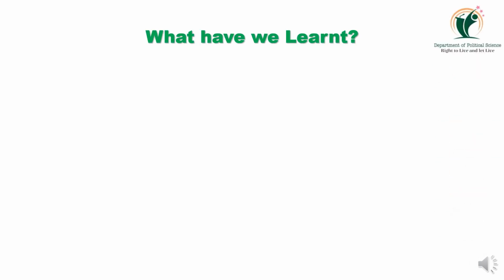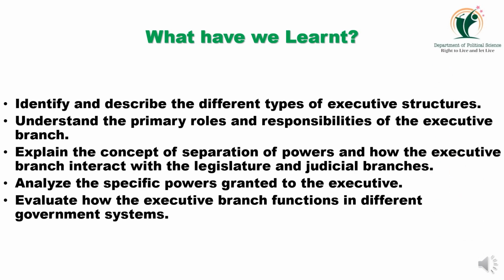What have we learnt? Identify and describe the different types of executive structures. Understand the primary roles and responsibilities of the executive branch. Explain the concept of separation of powers and how the executive branch interacts with the legislative and judicial branches. Analyze the specific powers granted to the executive. And finally, evaluate how the executive branch functions in different government systems.